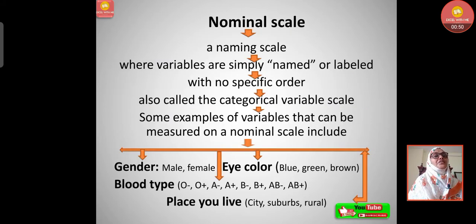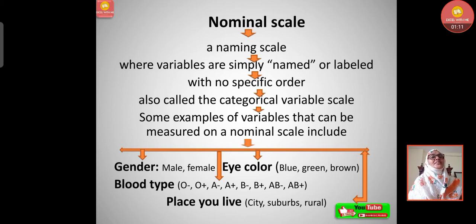So let's start with first one, that is nominal scale, that is a naming scale. That means where variables are simply named or labeled with no specific order, and they are also called the categorical variable scale because they can be put in some categories.